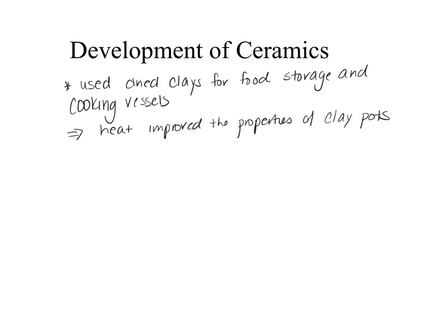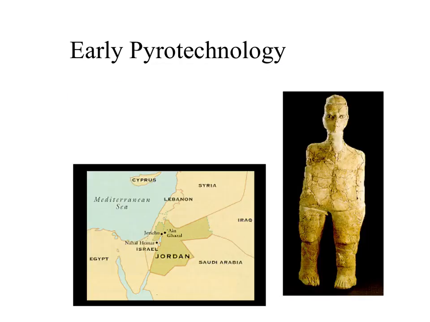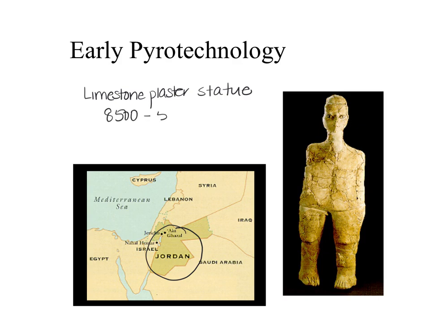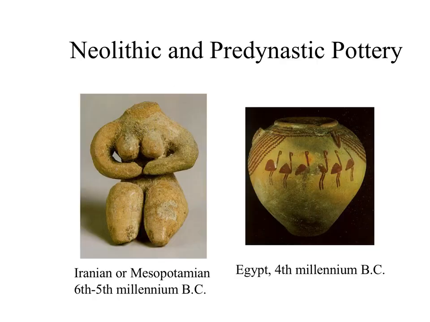We're going to look at some early ceramic pieces in the next few slides. Sorry if there's a little bit of a jump there. I went too far. Some of the early heating technologies came from this area in Jordan. This is an example of one of those pieces. This piece is a limestone plaster statue, and its approximate date is 8,500 to 5,500 BC. So we know people were using clays to make art as far back as 8,500 BC.